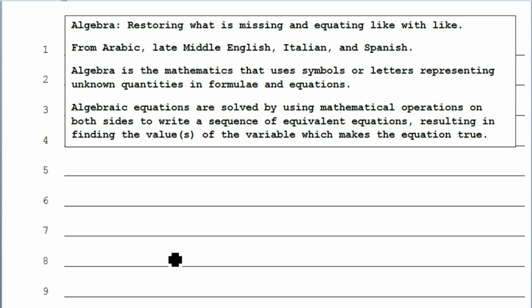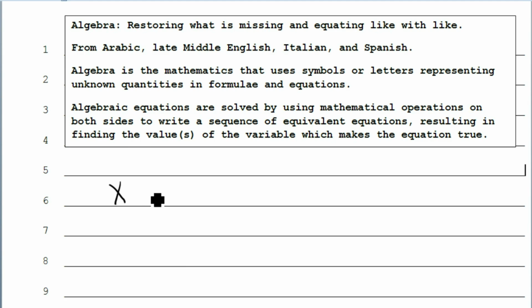Algebraic equations are solved by using mathematical operations on both sides of the equation to write a sequence of equivalent equations, resulting in finding the values of the variable or variables which make the equation true.